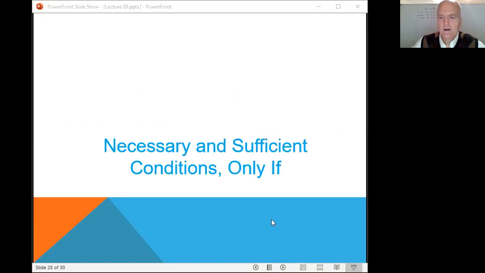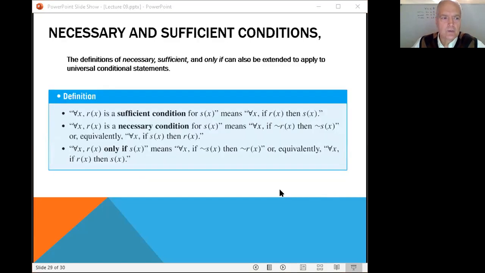Okay, and let's finish up with necessary and sufficient conditions for universal conditional statements. So we talked about necessary and sufficient conditions, and also only if conditions, in our discussions in chapter 2 on logical operations and Boolean algebra. And we can extend those definitions to the universal conditional as well.